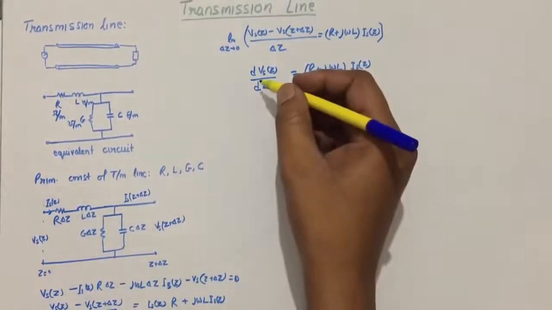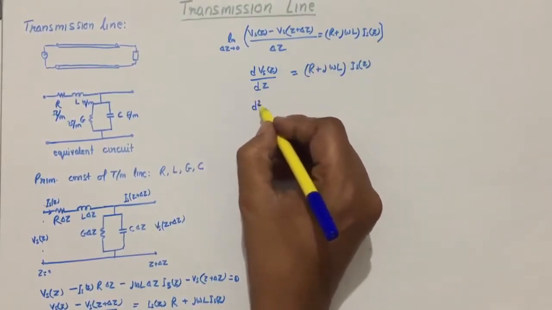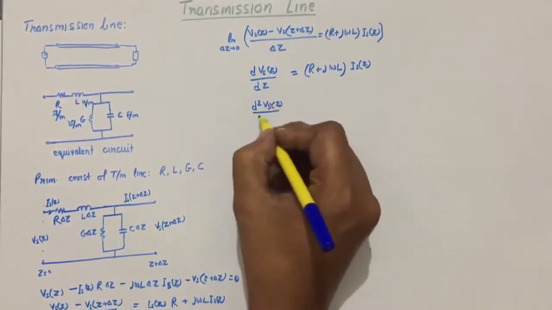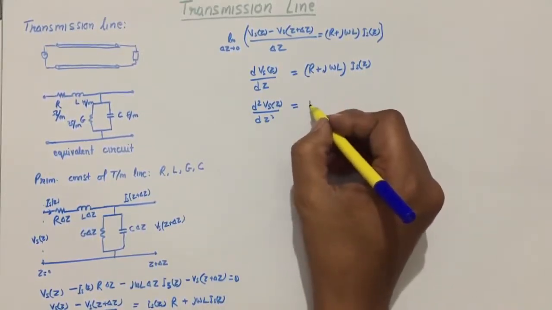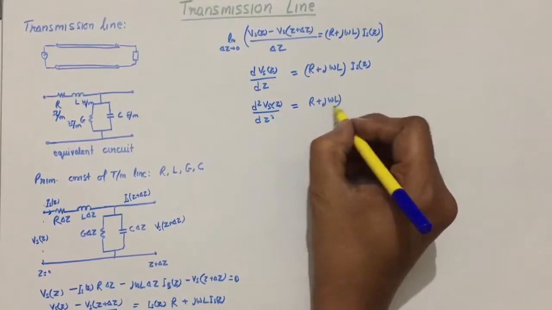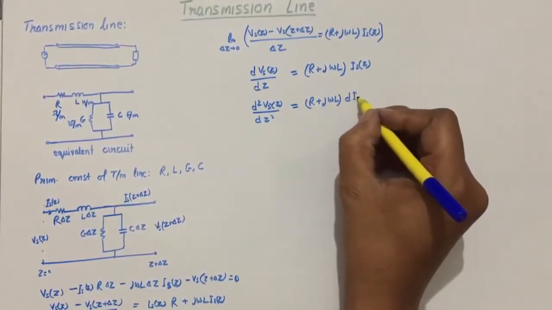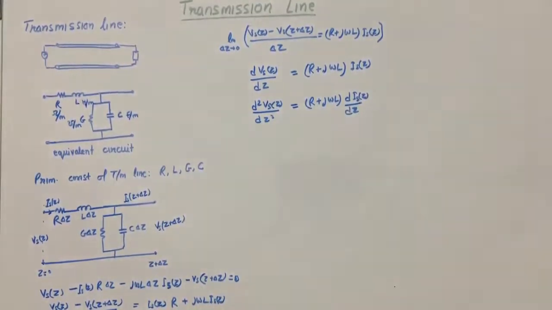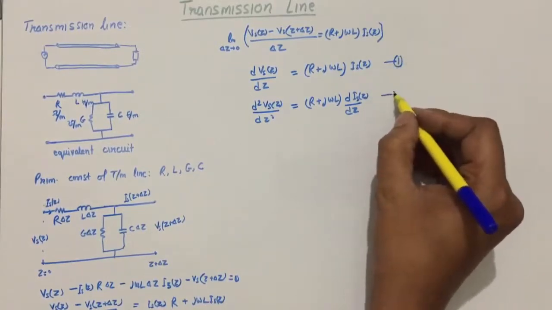Now let us differentiate once again to get the wave equation similarity. So we can write d²V_s(z)/dz² will be equal to (R + jωL) times dI_s(z)/dz. This is the final equation that we can have for future reference. So equation number 1, equation number 2.